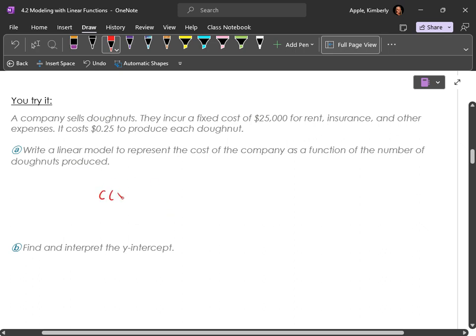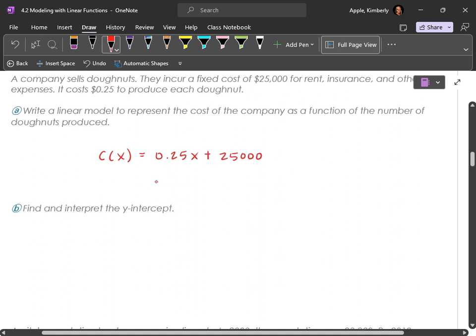Okay, so this should be C of x equals 0.25x plus 25,000. And then an interpretation of the y-intercept. The y-intercept would be 0, 25,000. And that's if no donuts were produced. It would cost the company $25K.